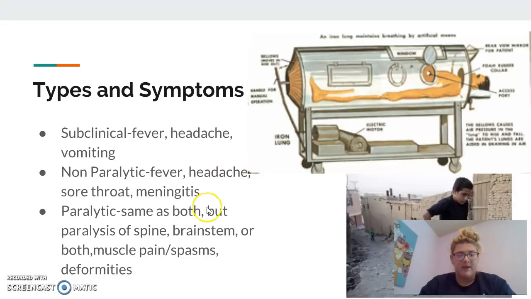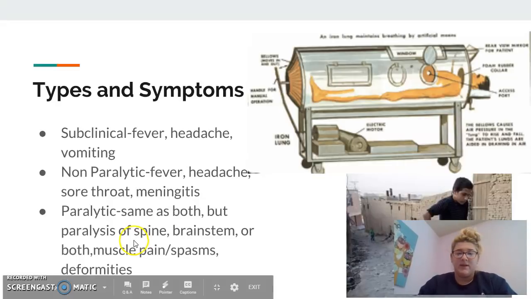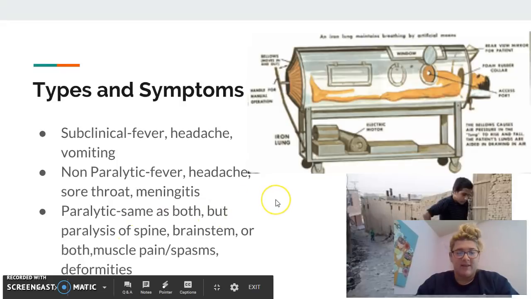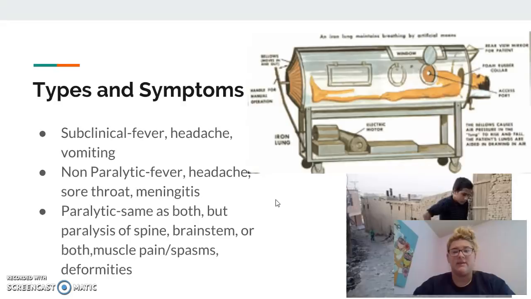And so basically, the way polio kills people is it limits their ability to walk, it limits their ability to breathe, and eventually, if you can't breathe, you die. And then also, there is post-polio syndrome.